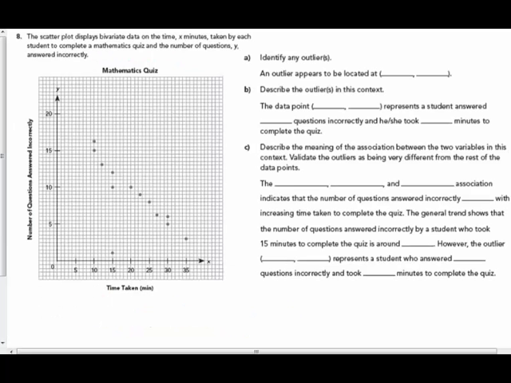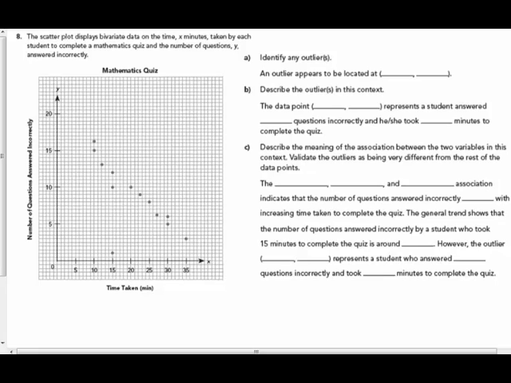On page 8, a scatter plot displays bivariate data on the time, x in minutes, taken by each student to complete a mathematics quiz and the number of questions, y, answered incorrectly. So time and number of questions answered incorrectly on a mathematics quiz. Identify any outliers. Well, what is an outlier?